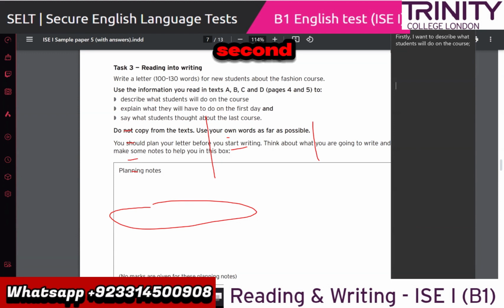How will we start the second paragraph? Can anyone tell me? Secondly, I want to explain what they will have to do on the first day.